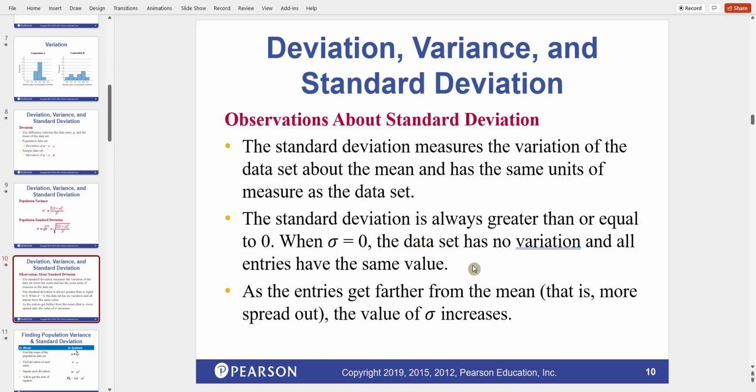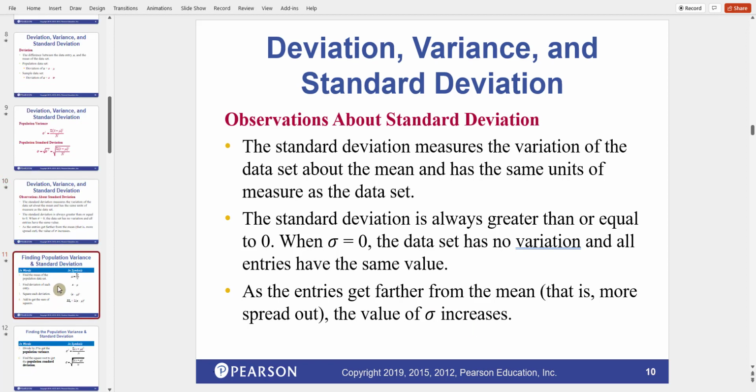The standard deviation is always greater than or equal to 0. When your standard deviation is equal to 0, that means the data set has no variation and all of the entries have the same value. As the entries get farther from the mean, that is more spread out, the value of the standard deviation increases.